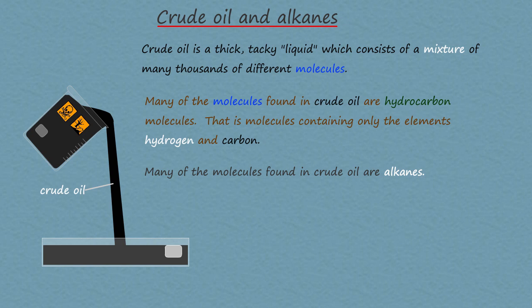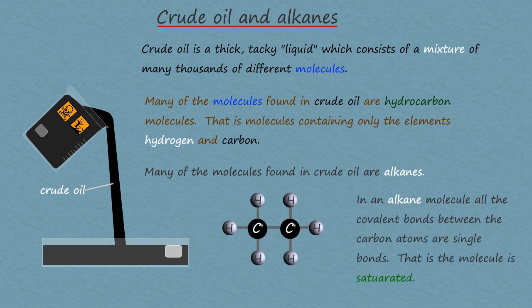called the alkanes. Now, all carbon atoms make 4 covalent bonds, and in an alkane molecule, the carbon atom makes 4 single covalent bonds. That is, we say they are saturated.